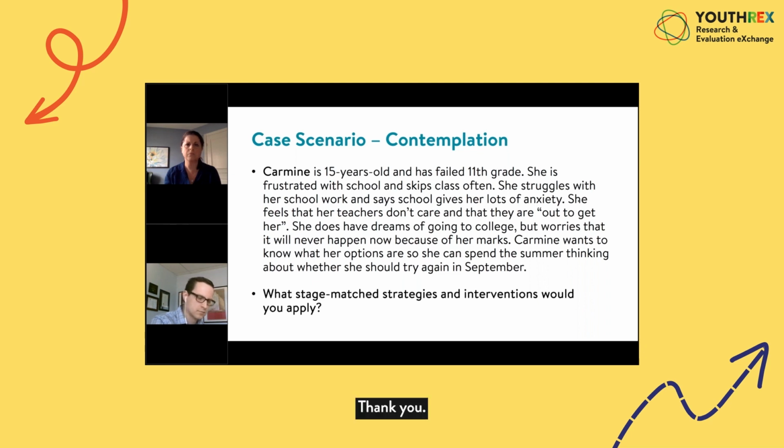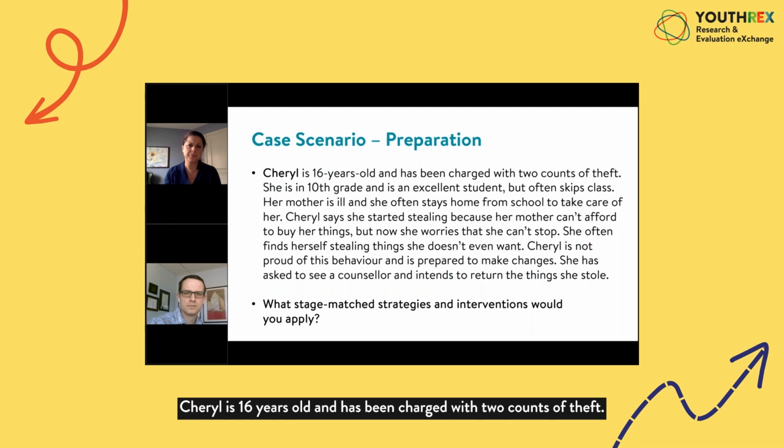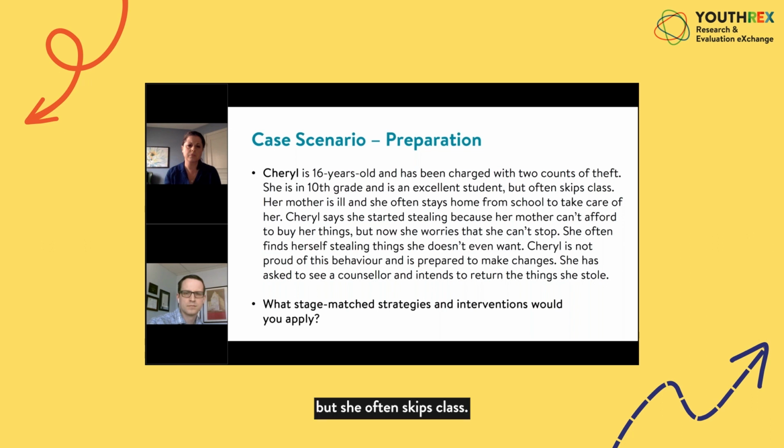Wonderful, thank you. Moving on to our third case for the preparation stage. Cheryl. Cheryl is 16 years old and has been charged with 2 counts of theft. She is in 10th grade and is an excellent student, but she often skips class. Her mother is ill, and she often stays home from school to take care of her.